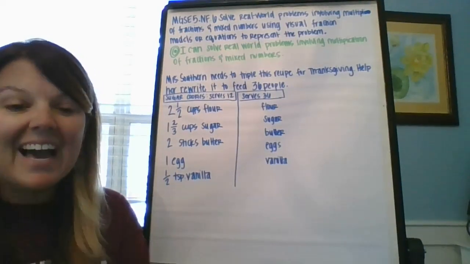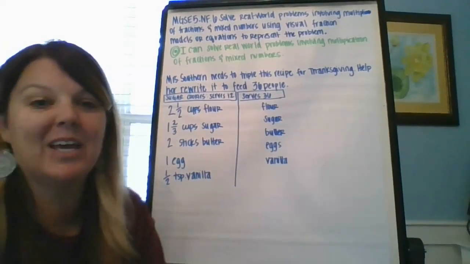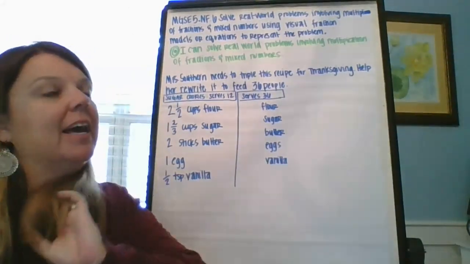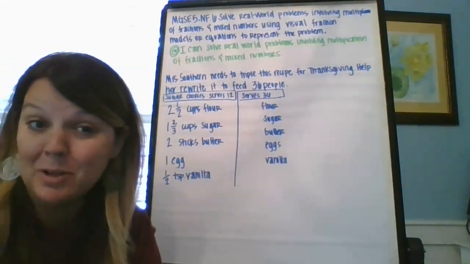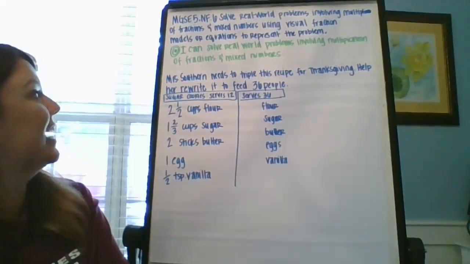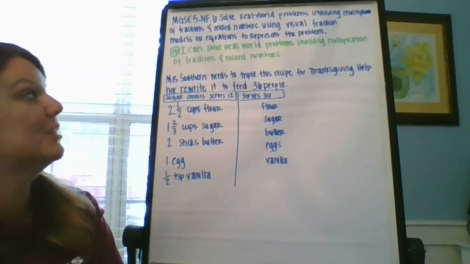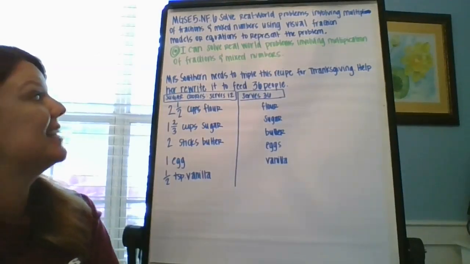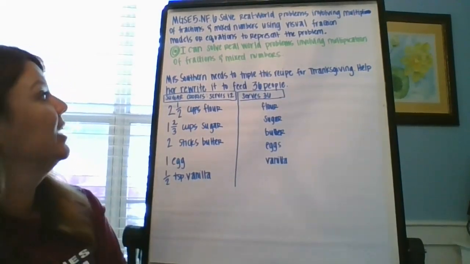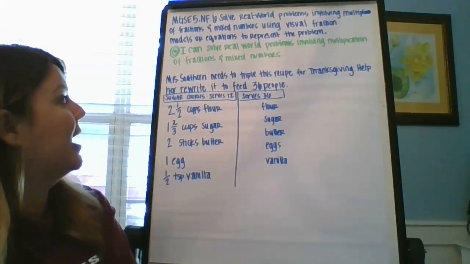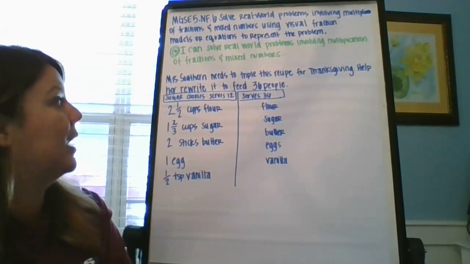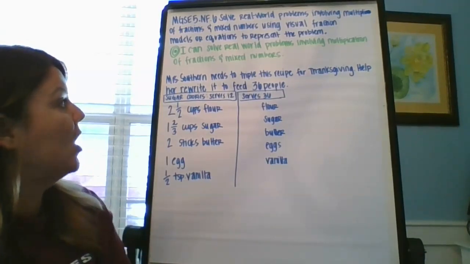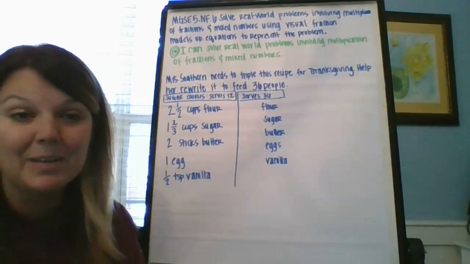Hi guys, I am here to talk to you about your last fraction standard, well, not your last fraction standard, your last fraction standard relating to multiplication. This standard is NF6 and it says that we can solve real world problems involving multiplication of fractions and mixed numbers using visual fraction models or equations to represent the problem. Our learning target is I can solve real world problems involving multiplication of fractions and mixed numbers.